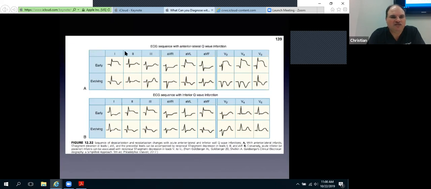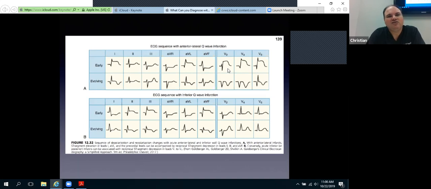These are different patterns of early ST elevations that you can see, and then evolving down, so the T waves come up, the ST segments come up, and then you can have a flipping as this is going through evolution. So this is an ECG with an anterior lateral Q wave infarction, and for lateral Q wave infarctions you're going to see Q waves in V2, V4, V6. There shouldn't be Q waves at all in V4 and V6, so any Q wave is abnormal there.